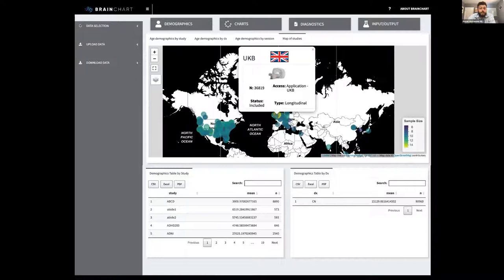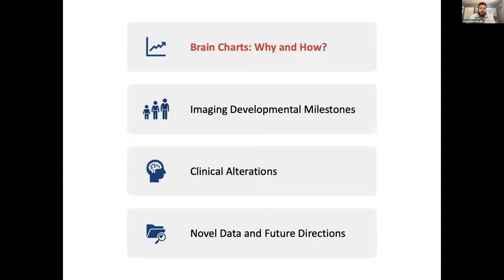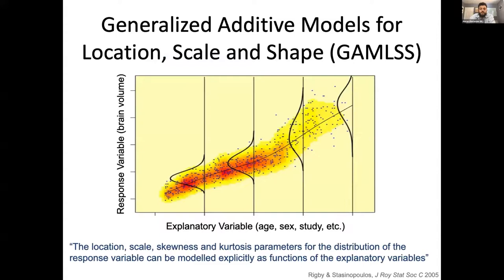So that's the sort of basic motivation and the data behind these models. And now I'll talk about our work using brain charts to characterize neuroimaging developmental milestones. Briefly, the statistical approach that we use is called GAMLSS, which is a robust and flexible approach to model nonlinear growth trajectories, which is recommended by the World Health Organization and implemented in R.